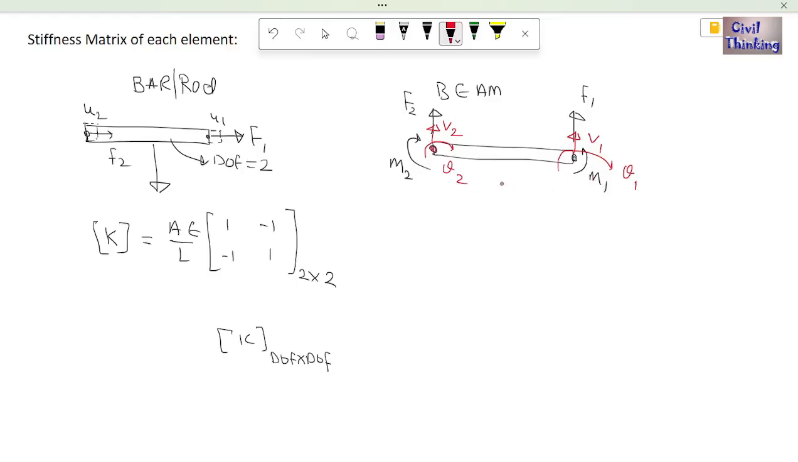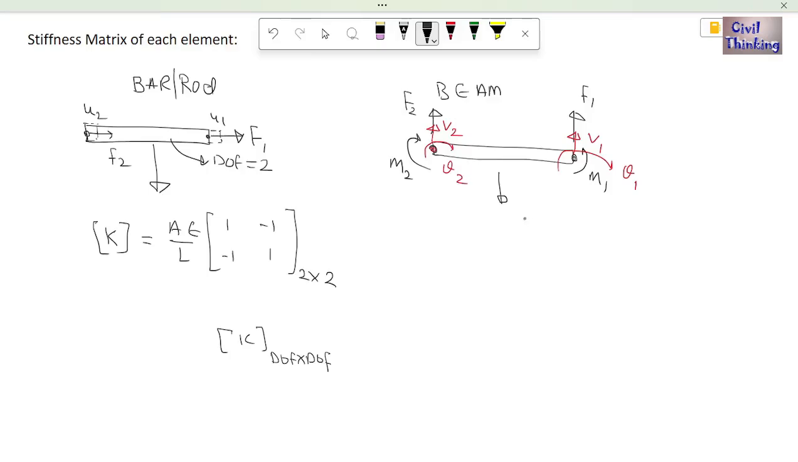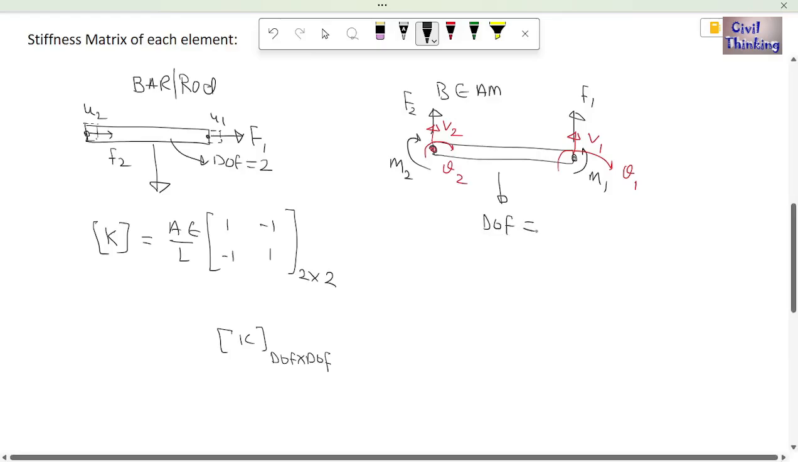So the total degree of freedom of this element is what? For an element, the degree of freedom is the sum of the degrees of freedom of its nodes. Here it is 2, here it is 2, so 2 plus 2 is 4. It means the stiffness matrix here is going to have an order of 4 cross 4.